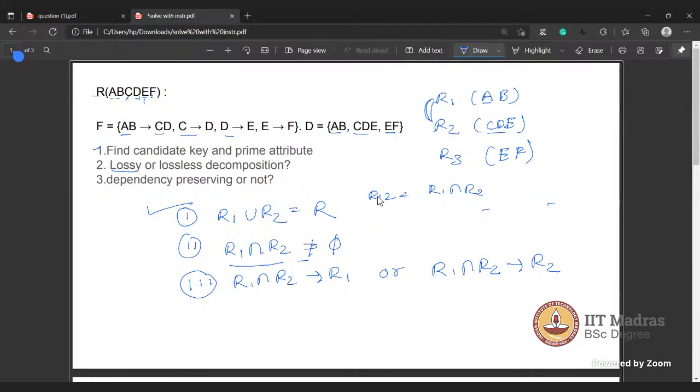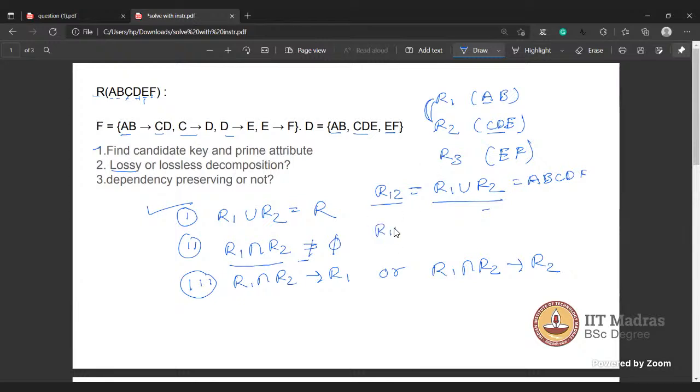Here you have written R1 union R2 equal to R. Does that mean R1 union R2 union R3, or is it R1 union R2 only? See, first let's take a temporary relation R12, so that we get R1 union R2. So what will we get? A, B, C, D. Then with the temporary relation and R3, that is R1, R2 and R3, we get A, B, C, D, E, F. So this is the method.